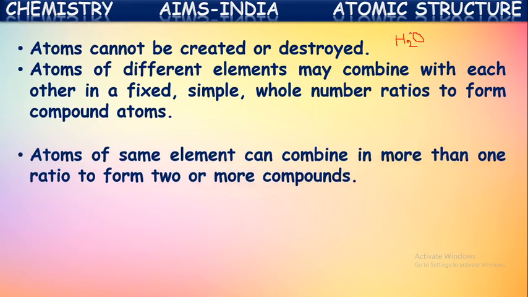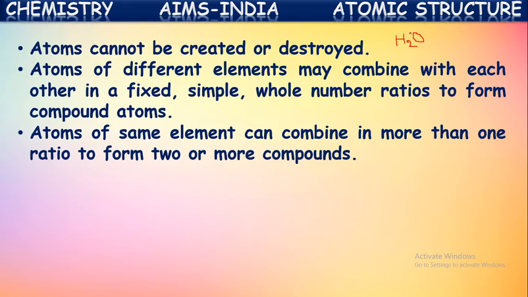One more point in Dalton's theory is that atoms of the same elements can combine in more than one ratio to form two or more compounds. Yes, it is also true. Just now we have seen hydrogen and oxygen combine in the ratio 2:1. The same elements may combine in another ratio. If these two combine in some other ratio like 2:2 or 1:2, then they form one more compound, which is called hydrogen peroxide. So what is the conclusion here? Atoms of the same elements may combine in more than one ratio to form two or more different compounds.